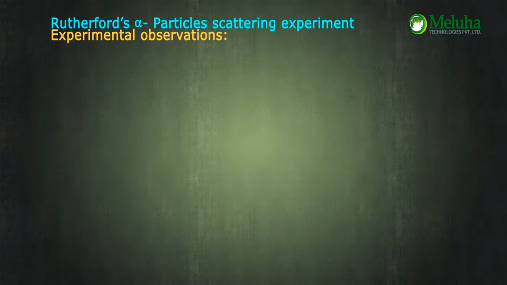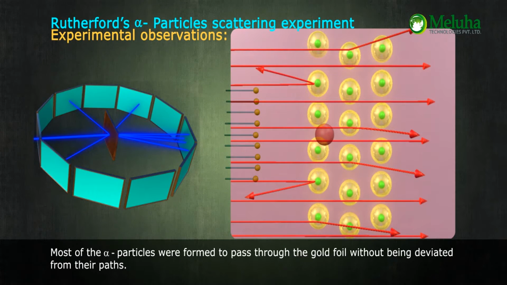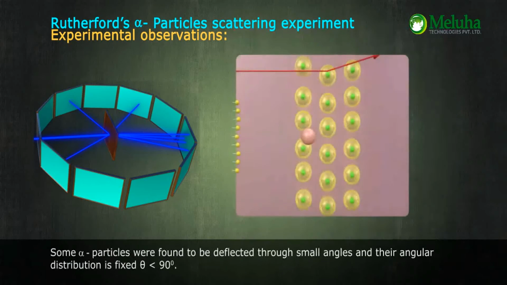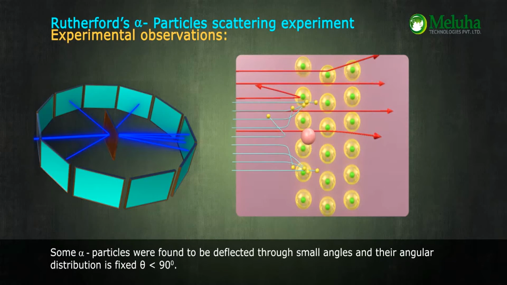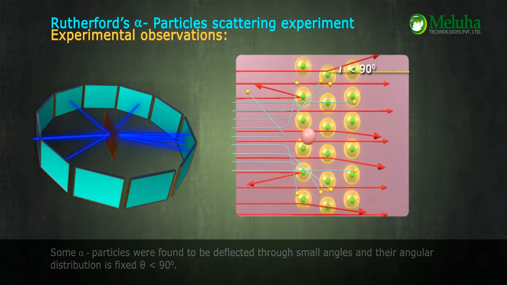Experimental observations. Most of the alpha particles were found to pass through the gold foil without being deviated from their paths. Some alpha particles were found to be deflected through small angles, theta less than 90 degrees.